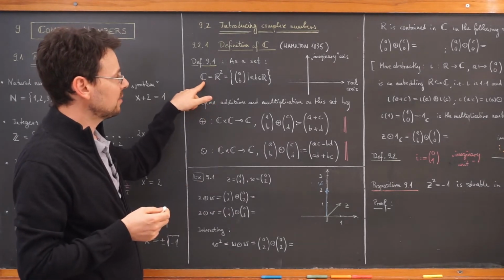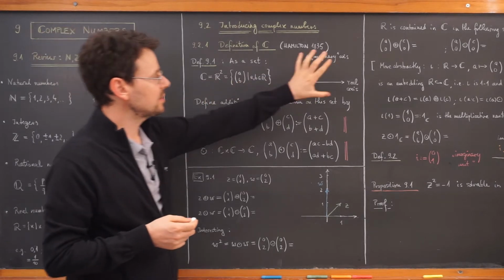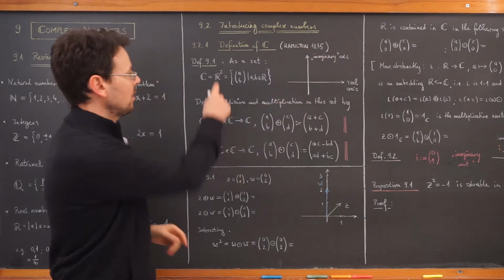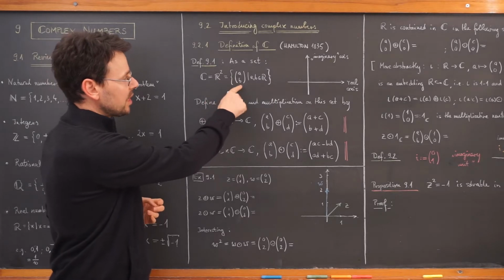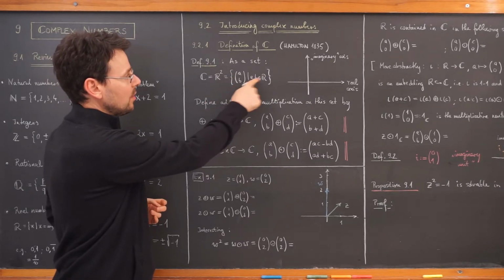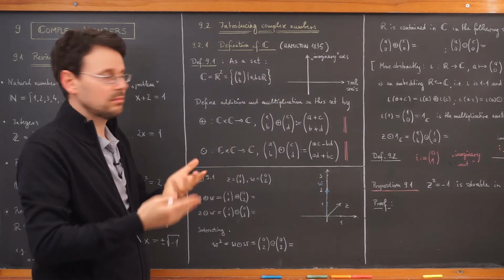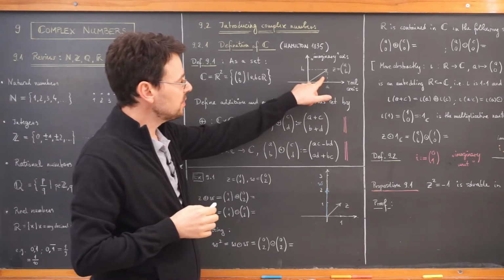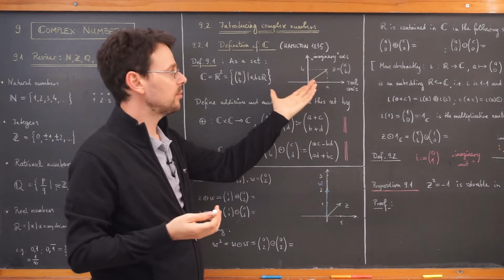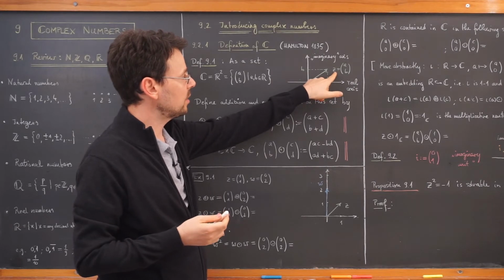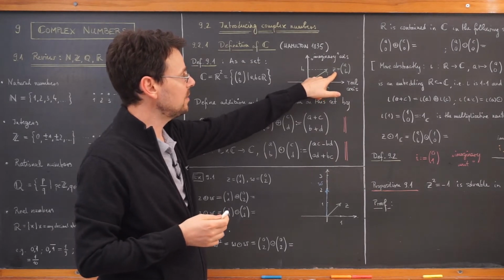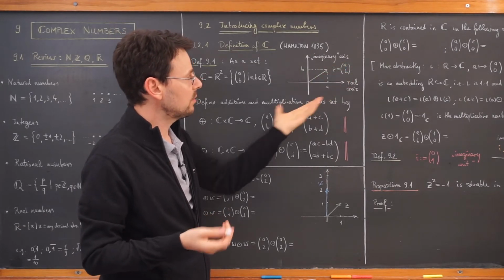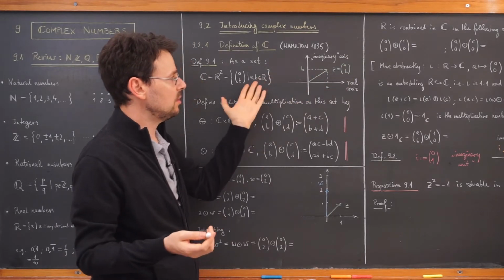So as a set, the complex numbers is nothing but the real plane, R2. So the set of all vectors (a, b) with real components, nothing else. So this here is a complex number, usually denoted by small z, just a vector with 2 real components, a and b.